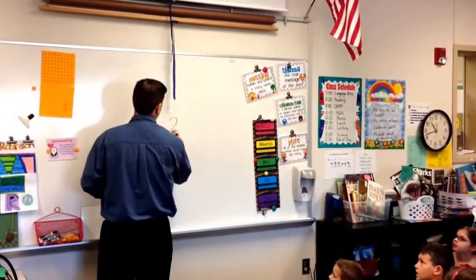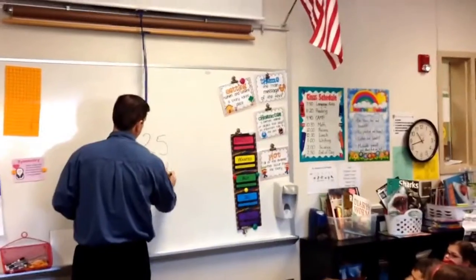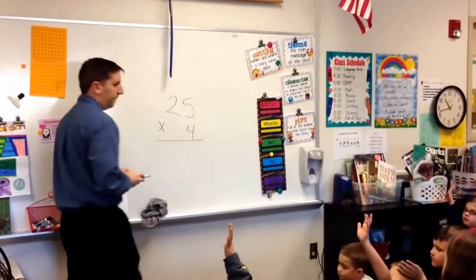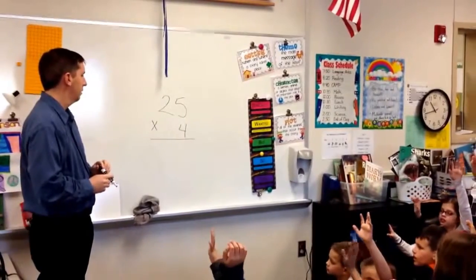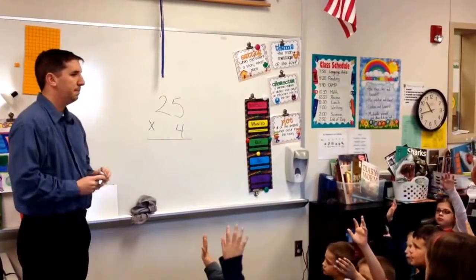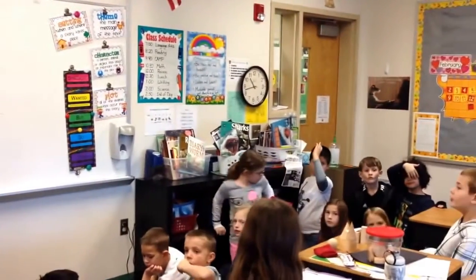Let's start with this problem. If we have 4 groups of 25, what would my product be? Cole, 100. How do you know that answer?